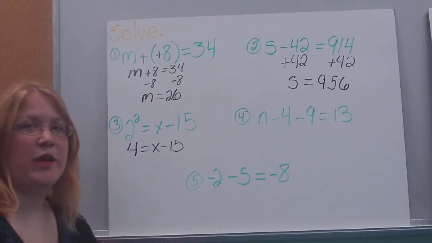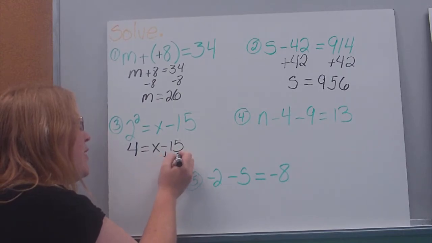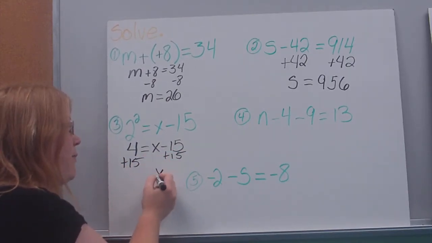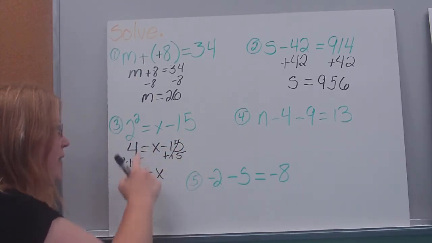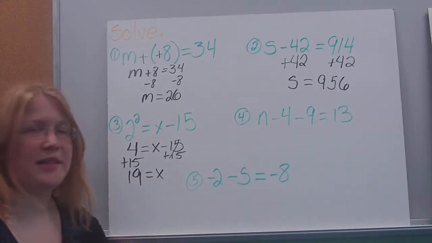Now all I have to do is undo my subtraction. How am I going to do that? With addition. If I add 15 to one side, I need to add it to the other side as well. So over here, my 15s cancel out. I'm left with an x. 15 plus 4 gives me 19. So x is equal to 19.